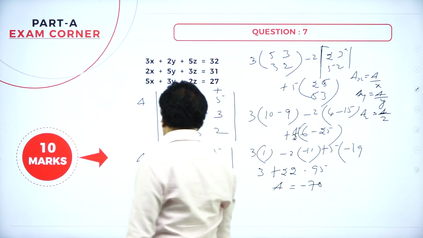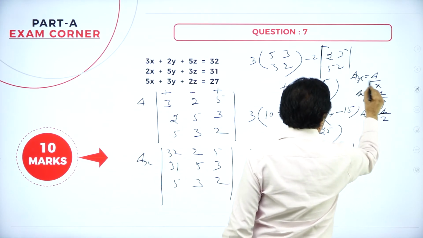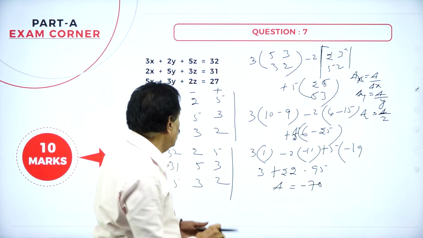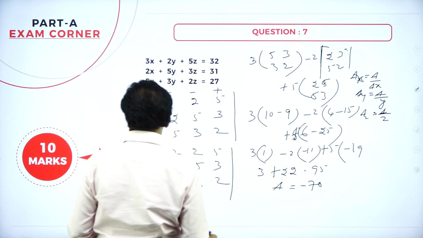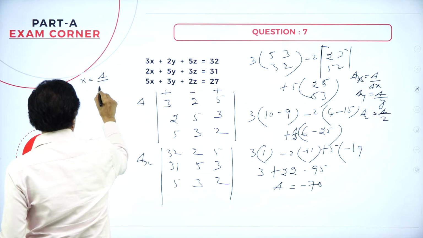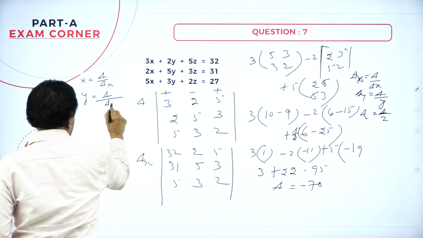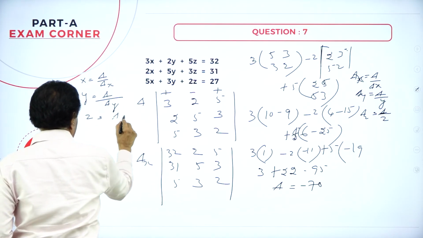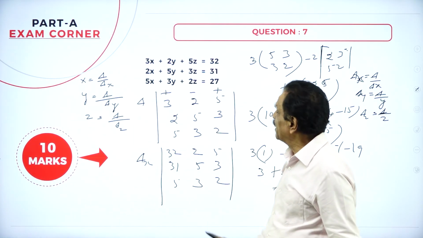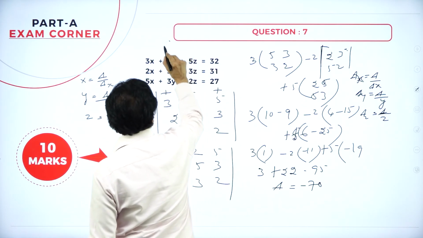Once you find out the value, then we have to go with delta divided by delta x. Here we can say x is equal to delta x divided by delta, y is equal to delta y divided by delta, z is equal to delta z divided by delta. Substitute the values, you'll get it. Easy, but only the rotation system you have to do. This is called Cramer's rule.